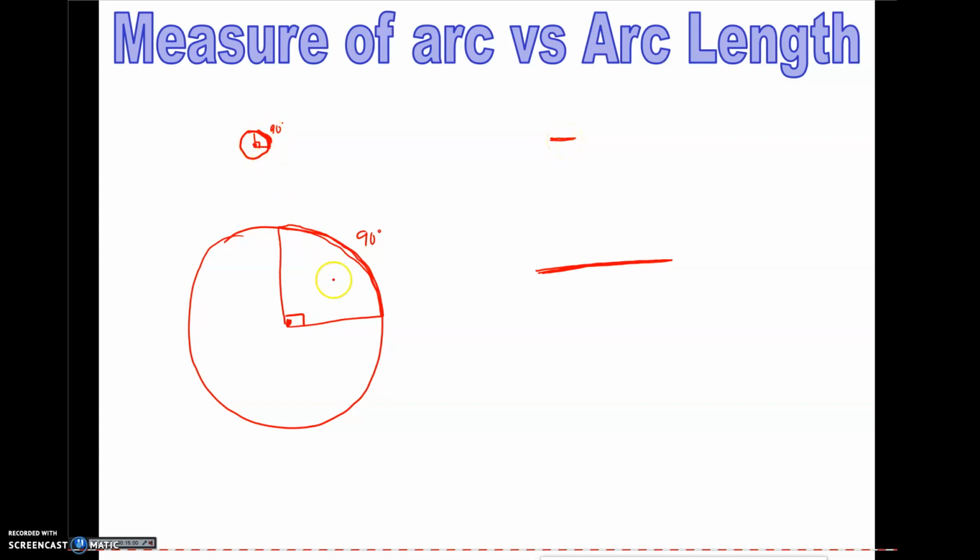So you can see the measures are going to be the same. They're both going to be 90 degrees. It's a quarter of the circle, right? But the arc lengths are very different. If you take that part of the circle and make it into a straight line, this here is your arc length, and over here is the measure out of 360. So hopefully that clears up the difference between a measure versus the length.